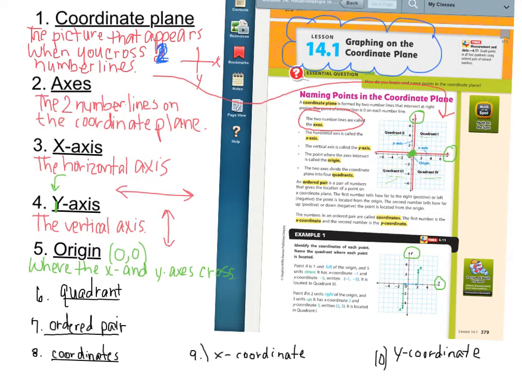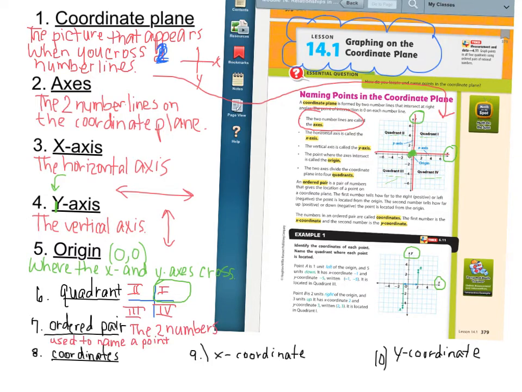So I'm going to draw a coordinate plane. All right, this is quadrant 1, 2, 3, and 4. Okay? When you were in elementary school, you did most of your graphing in quadrant 1. Almost everything. Okay, an ordered pair is the two numbers that they use to name a point.